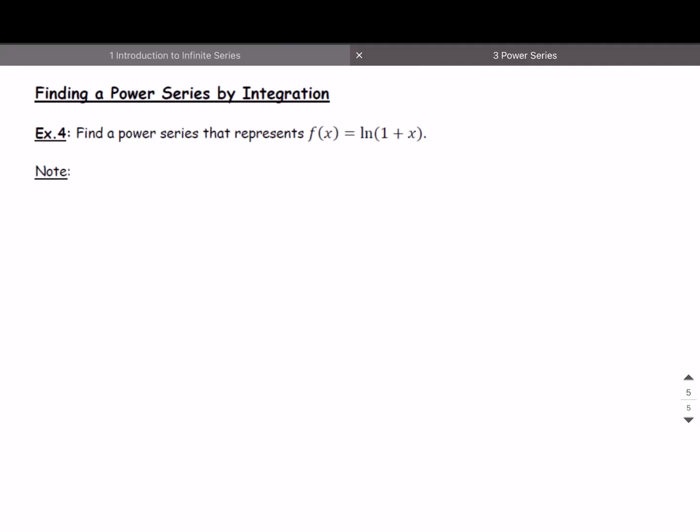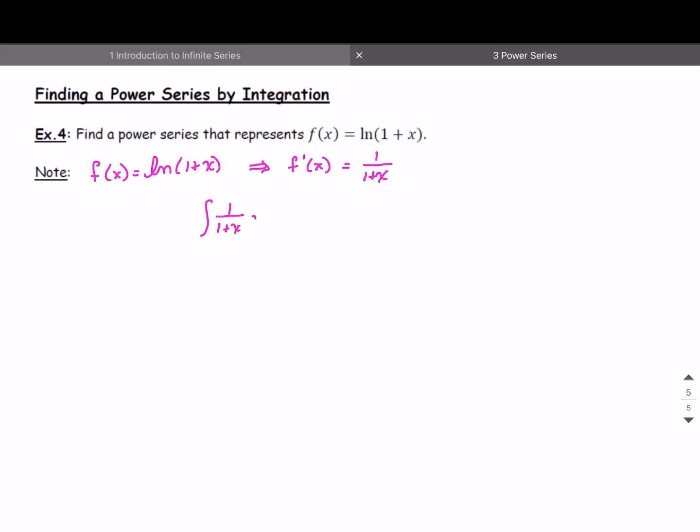Now, if we take a look at our function here, f of x is the natural log of 1 plus x. What is f prime of x? Well, the derivative of natural log is 1 over whatever you're taking the natural log of, times the derivative of the inside, which is just 1. So not only can we look at the derivative, but it also means that the integral of 1 over 1 plus x dx is going to give us the natural log of 1 plus x.